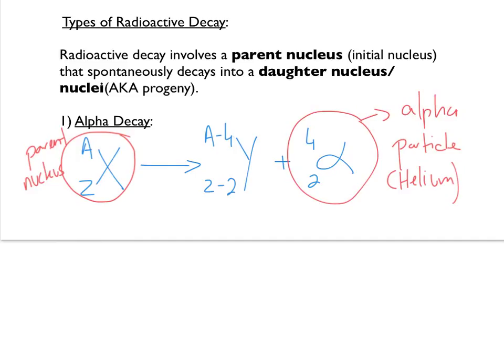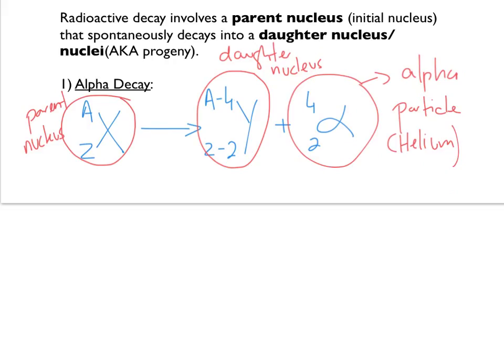Helium is the second element on the periodic table, has an atomic number of 2, and since it has 2 protons and 2 neutrons, an atomic mass of 4. So an alpha particle is a helium nucleus, and it's always going to be a byproduct of alpha decay. So therefore your daughter nucleus is going to be what's left over once you've separated the helium nucleus from your parent nucleus. So as you can see, your atomic mass is reduced by 4 and your atomic number is reduced by 2.